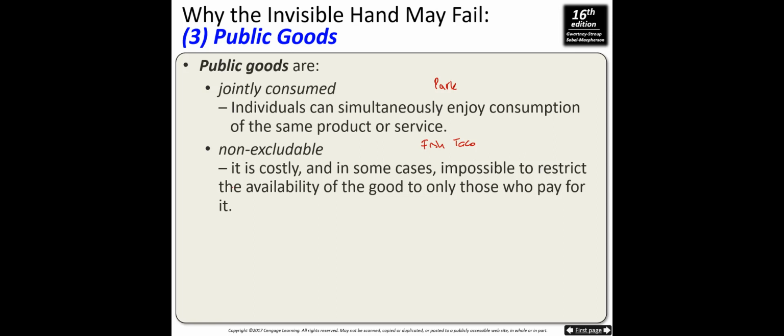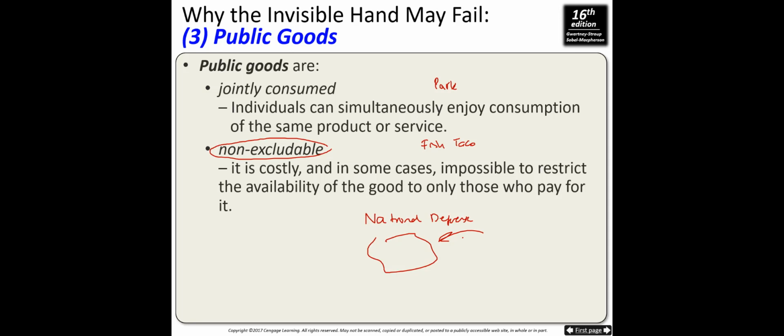And the second one is non-excludable. Non-excludable means it's costly and in some cases impossible to restrict the availability of the good to only those who pay for it. For example, national defense. Let's say America, right? It's protected from missile attack. But not only Americans are living in this country, tourists are visiting. There are students coming from abroad. All are protected under the national defense. If there is a missile attack, all of them are protected.